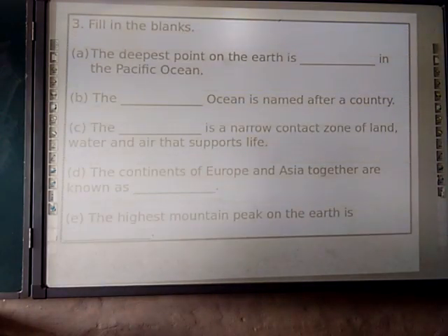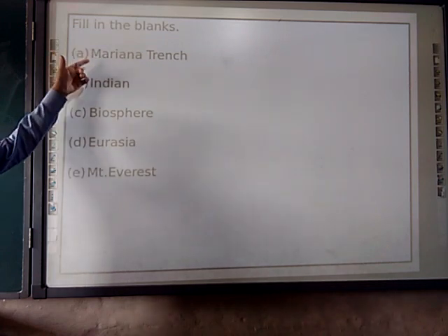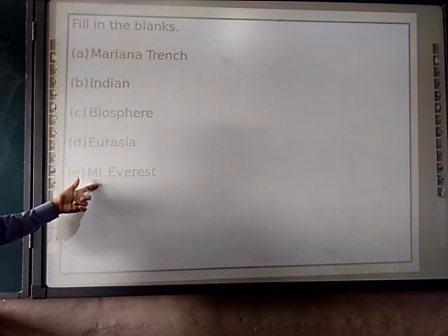So please do this homework in your notebook properly. Fill in the blanks. Once again, please see the answer. The first, Mariana Trench, Indian, Biosphere, Eurasia and Mount Everest.